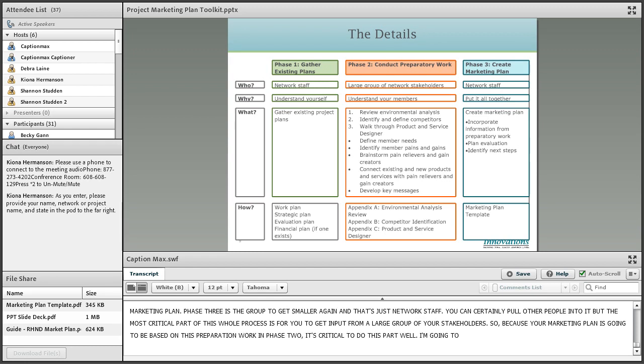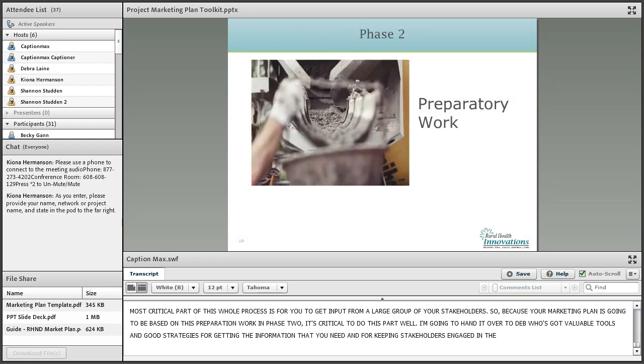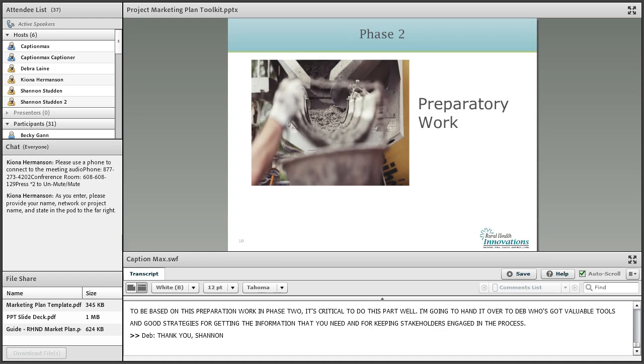Because your marketing plan is going to be based on this preparation work in phase 2, it's really critical to do this part well. And I'm going to hand it over to Deb, who's got some really valuable tools and some good strategies for getting the information that you need and for keeping stakeholders engaged in the process.